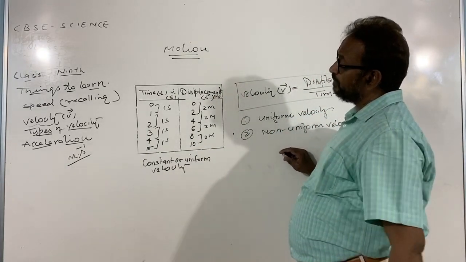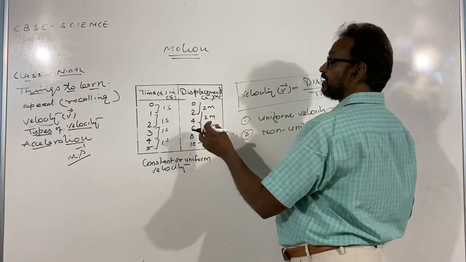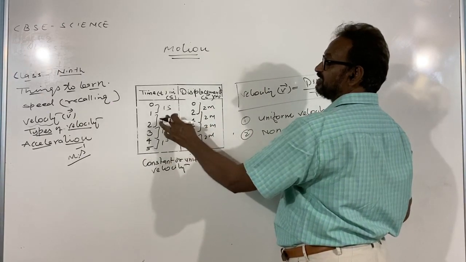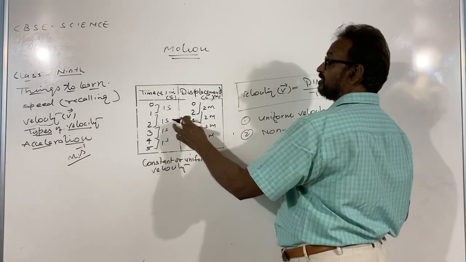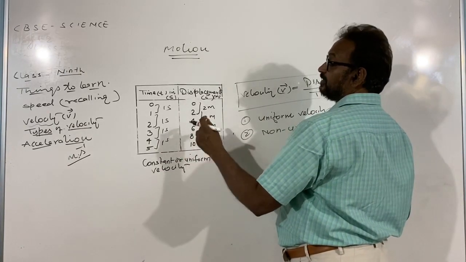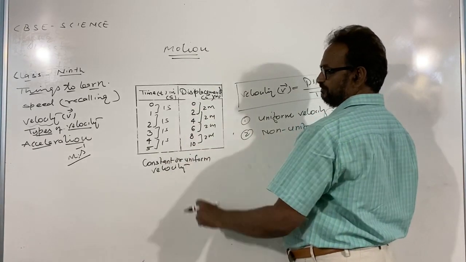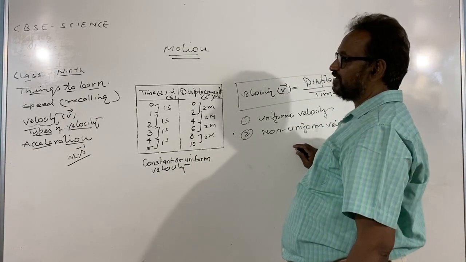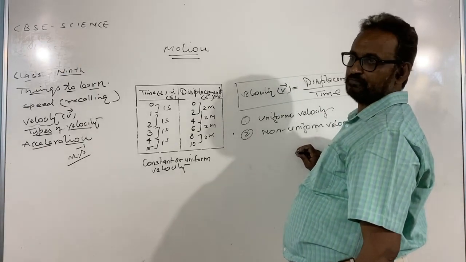यहाँ आप क्या देख रहे हैं कि ऑब्जेक्ट की डिस्प्लेसमेंट इक्वल अमाउंट्स में चेंज हो रहा है इक्वल इंटरवल ऑफ टाइम में. In 1 second the change in the displacement is 2 meter, another 1 second the change in the displacement is 2 meter. So what you see here, that the displacement of the body is changing in equal amounts in equal interval of time. So when the displacement of the body changes in equal amounts, in equal interval of time, the velocity of the body is said to be uniform.